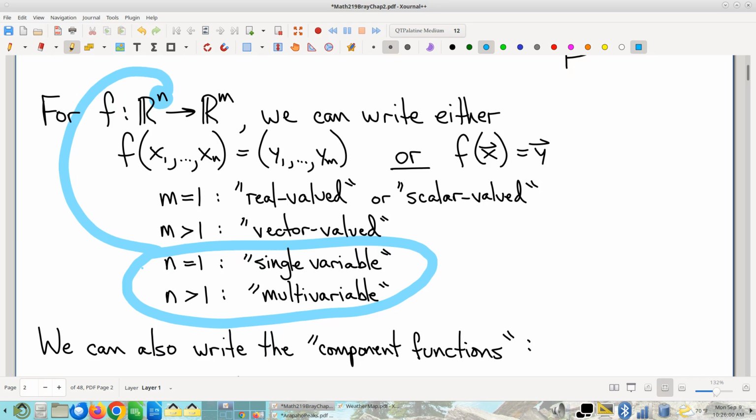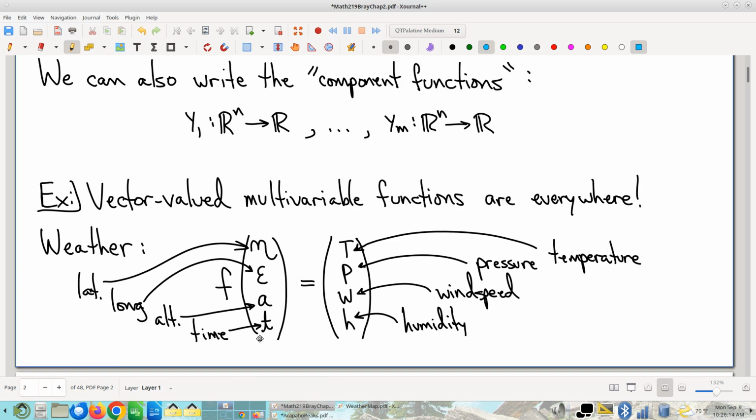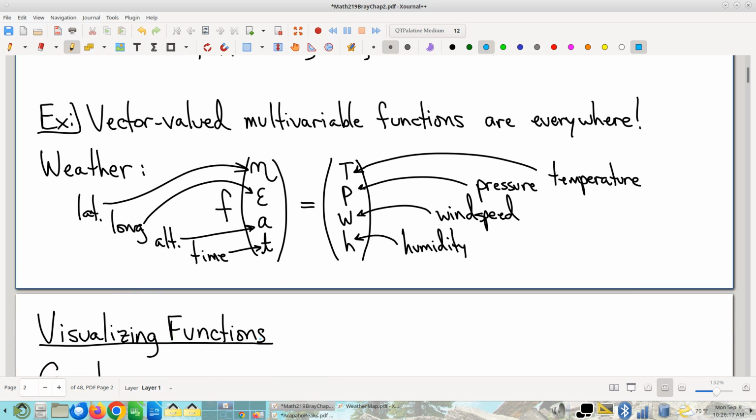So if there's only one input, then we call it a single variable function. And if there are several inputs, we call it a multivariable function. Okay. All right.